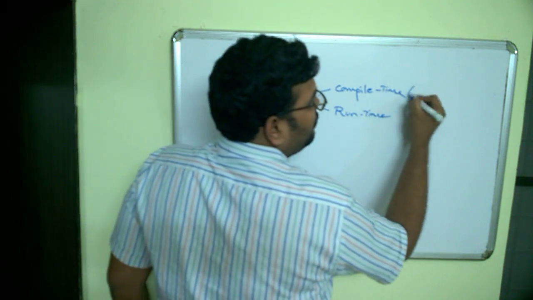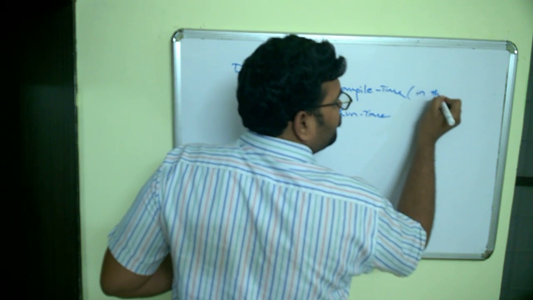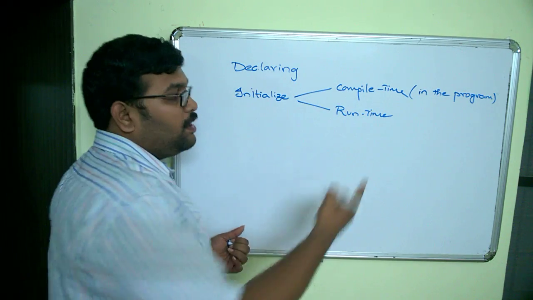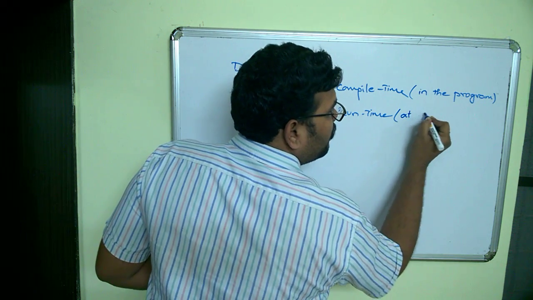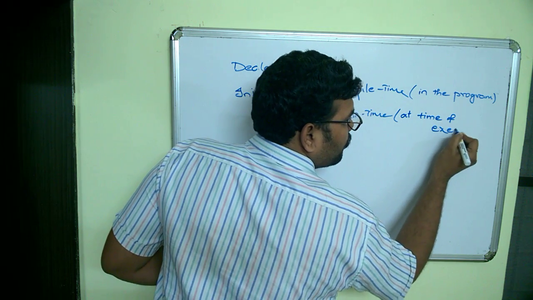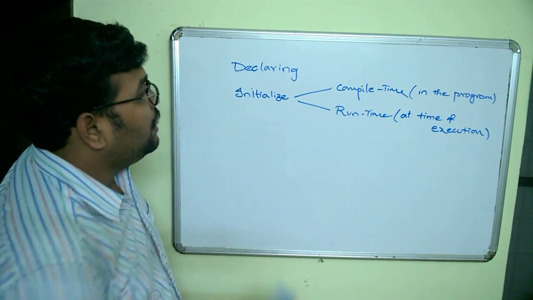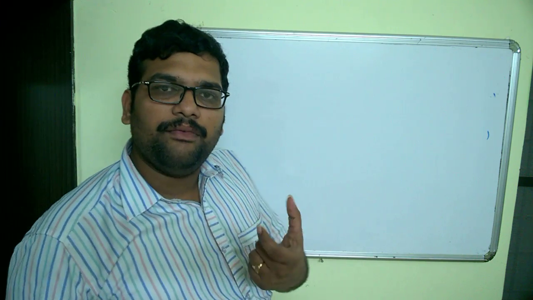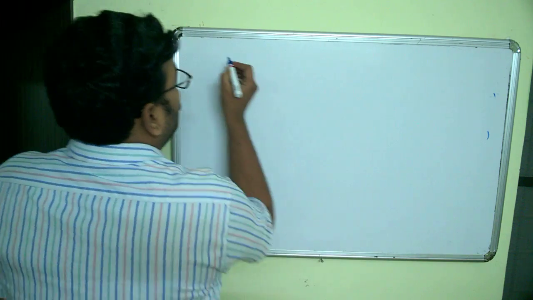Here the compile time means we are assigning the value in the program itself. Here the runtime initialization means we are assigning a value at the time of execution. So let us see a simple program to read a variable and to print the content of the variable.